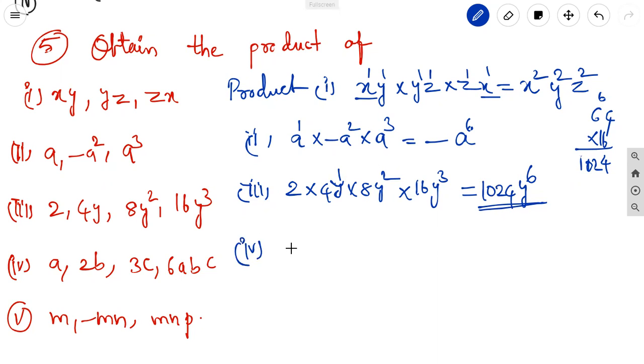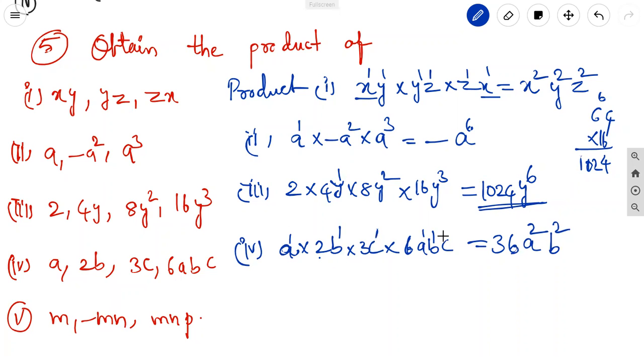Fourth one. A into 2B into 3C into 6ABC. Here 1 into 2, 2. 2 into 3, 6. 6 into 6, 36. First we multiply the numbers. Then variables, a power 1, a power 1, a power 1 plus 1, a square, a power 2. B power 1, b power 1, b power 1 plus 1, 2, that is b square. C power 1, c power 1, that is c power 1 plus 1, c power 2, c square.